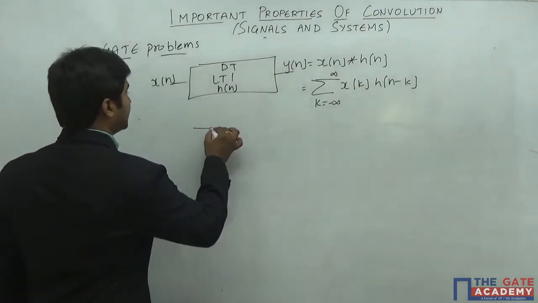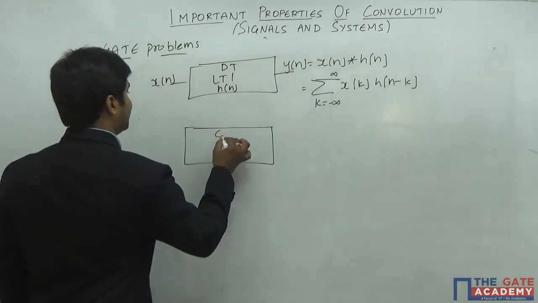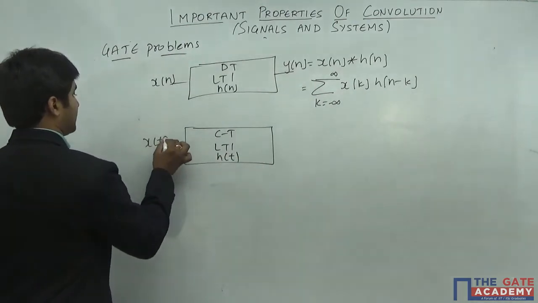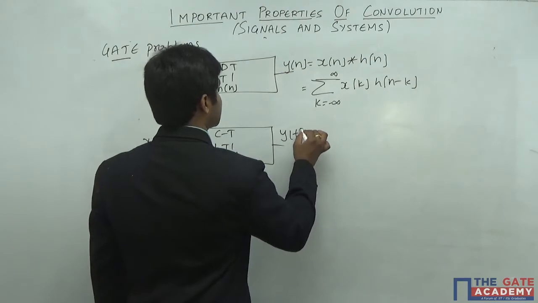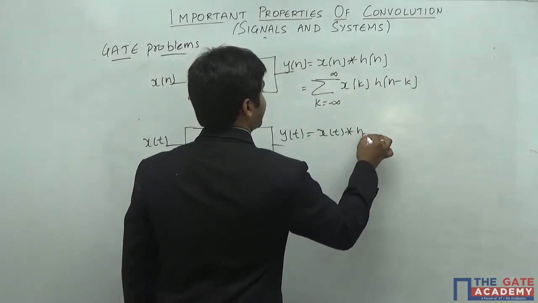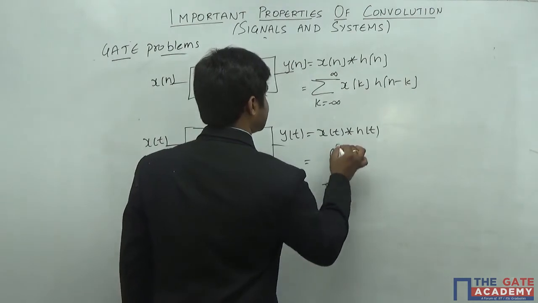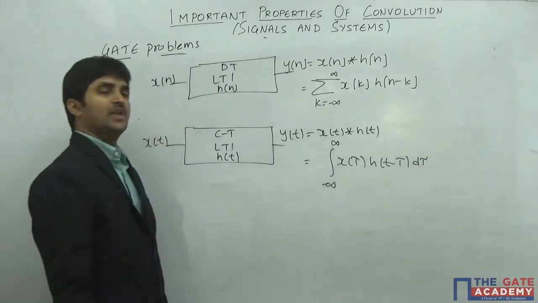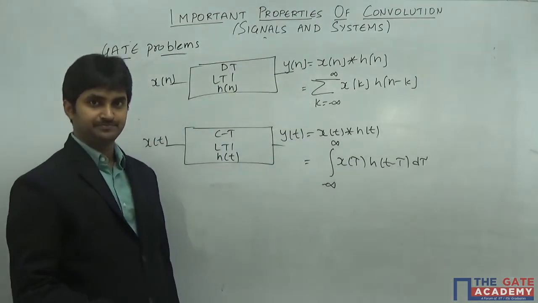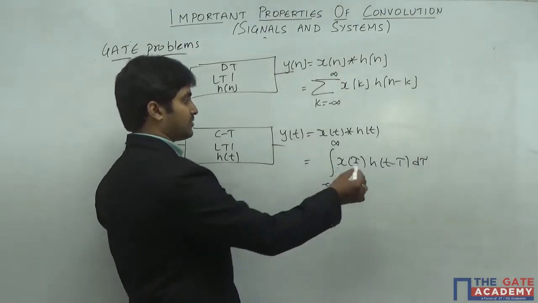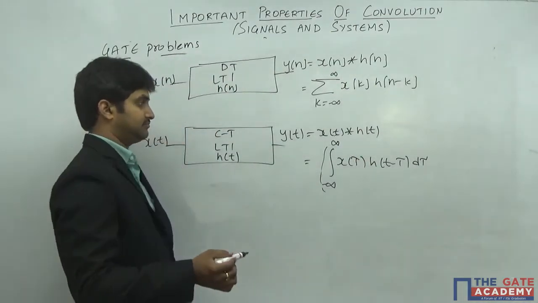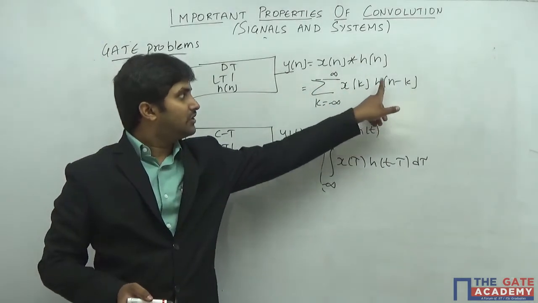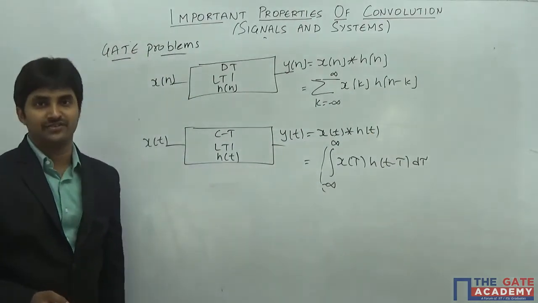Now the only difference is that when I write a continuous time LTI system with the impulse response as h of t, the input as x of t, the output as y of t, which is equal to x of t convolved with h of t, which will be equal to the integral from minus infinity to infinity of x of tau into h of t minus tau d tau. This is your continuous time convolution. X of tau h of t minus tau with an integration. See here, summation becomes integration, x of k becomes x of tau, h of n minus k becomes h of t minus tau. There is no other difference.